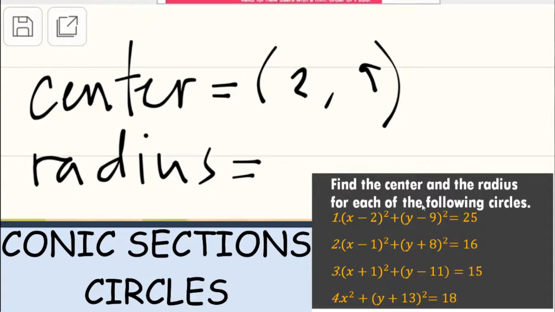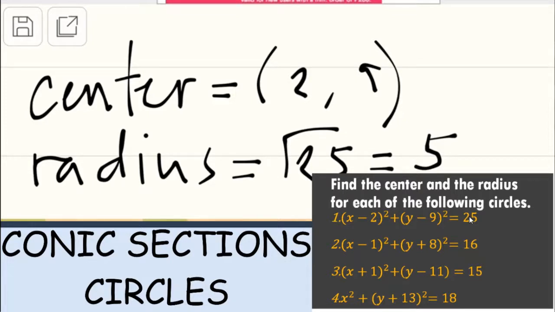And then, our radius. Since this 25 is r squared, but we are only looking for the radius, we take the square root of r squared to get the radius. So, we just take the square root of 25. Square root of 25 is equal to 5. So, simple lang.